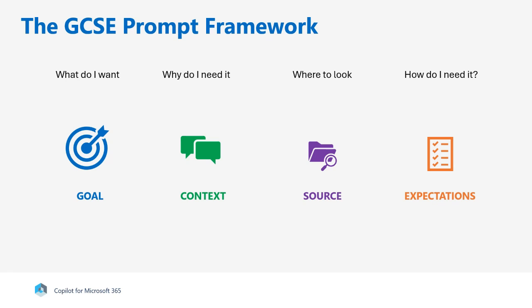Okay, this is probably worth mentioning as well when you're using Copilot for these real world examples. This is something that Microsoft created. Another lovely acronym to remember: the GCSE prompt framework. This is all about helping you properly construct prompts so you can get the best results from AI, and it prevents generating maybe incorrect or unhelpful responses. It's broken down into 4 things, hence GCSE. We've got the goal: what do you want? Context: why do I need it? Source: where to look? And expectations: how do I need it?